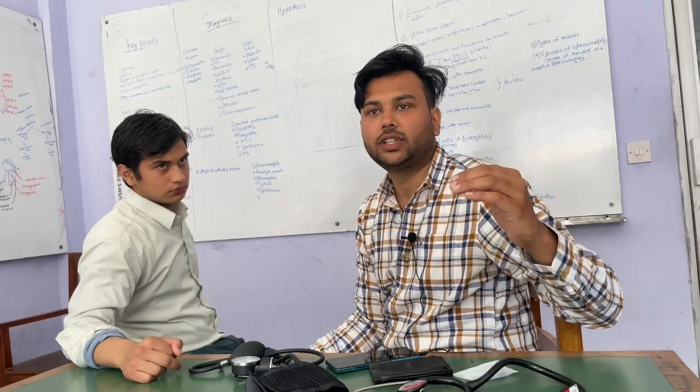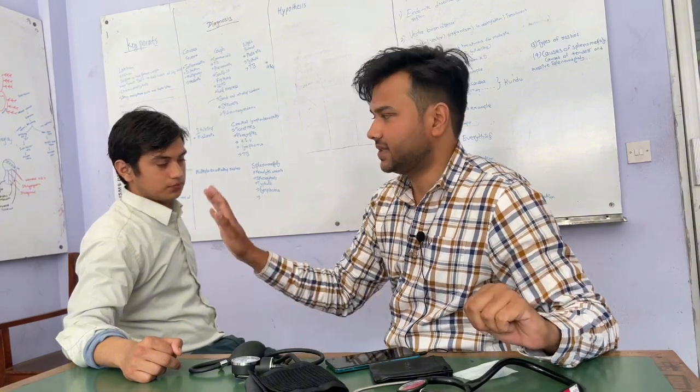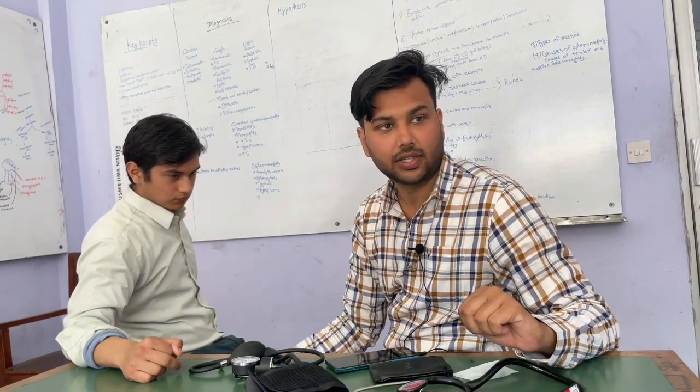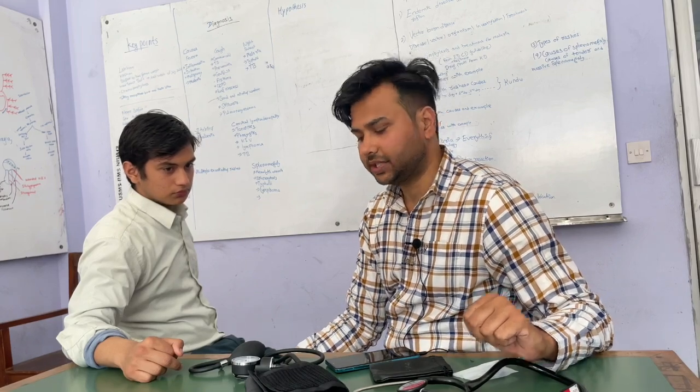Okay? A single high blood pressure reading is not diagnostic of hypertension, except if it is a very high blood pressure reading, more than 160 by 100 millimeters of mercury. Then you can say it is a hypertensive emergency or hypertensive urgency. Okay? So that is how we check for blood pressure. Right? Okay.